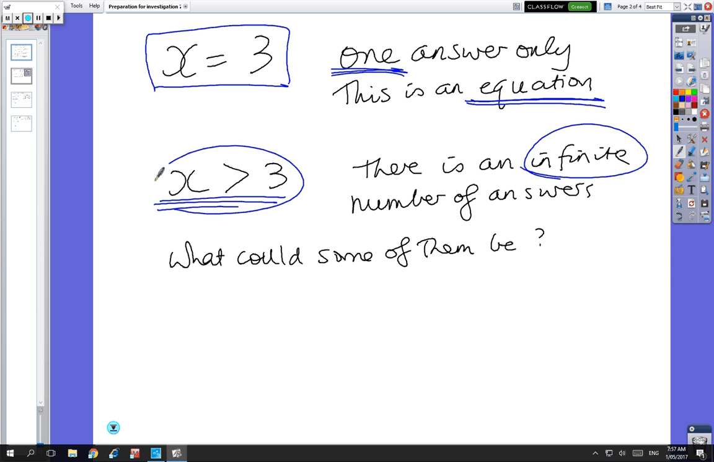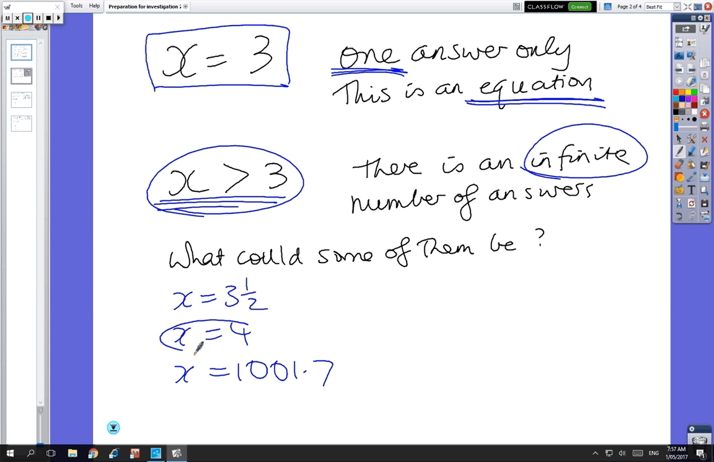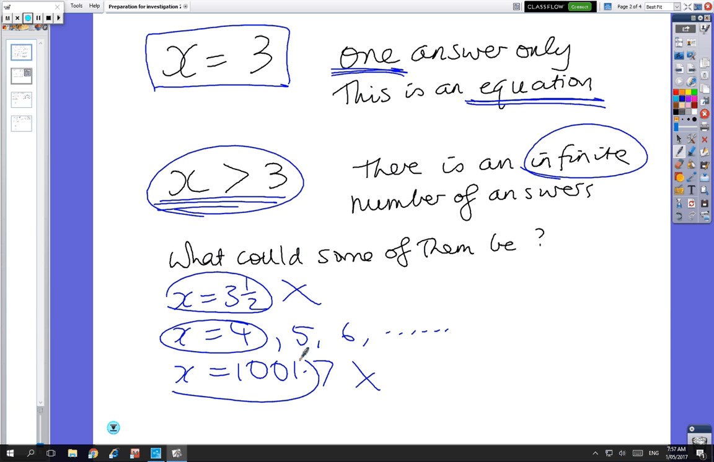Okay, so for instance, if x is greater than 3, well, x could be 3.5, or x could be 4, or x could be 1001.7. Okay, so there's an infinite number of answers, but sometimes you can only have whole numbers. So if you limit it to only whole numbers, then the answers could be 4, 5, 6, all the way up to infinity, but only whole numbers. So just remember that these numbers here are correct, but if you can only have whole numbers, then just stick with 4, 5, 6, and you can't include 3 because there wasn't an equal sign there. Okay, so copy that down when you're ready to come across.